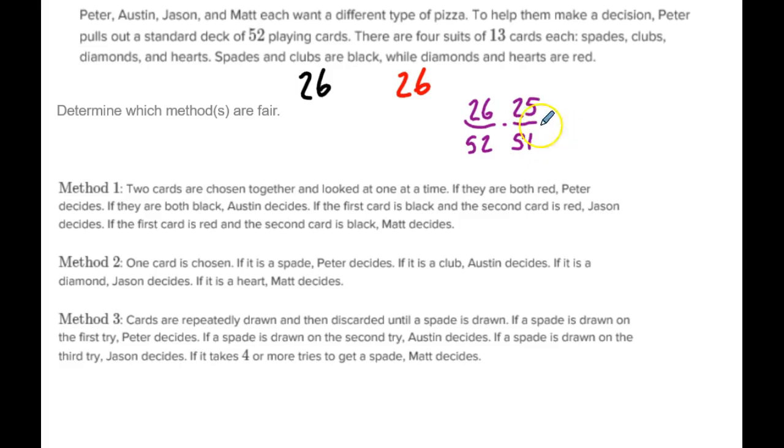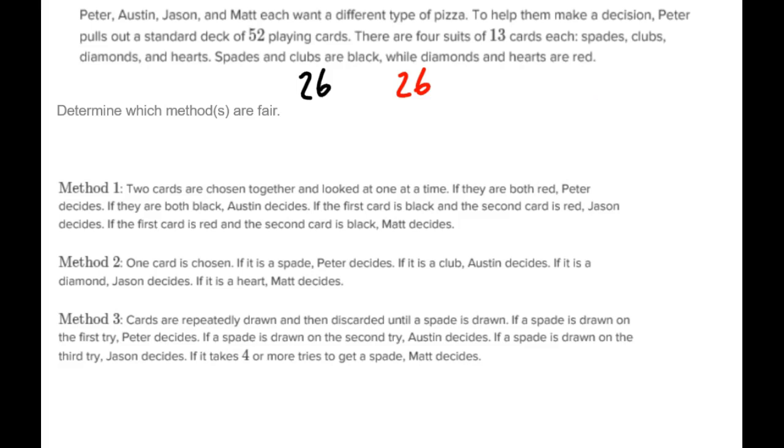Now we're going to compare that result to Matt's decision, where the first card is red and the second is black. So for the first card, there is still a 26 out of 52 chance that that card is going to be red. But now the probability that the second card is going to be black, if we remove the first card, there's only 51 cards left. But the first card was red, which means there are still 26 black cards out of the remaining 51. So we can easily see that these two situations are not going to be the same. So that's why this method is not going to be fair.